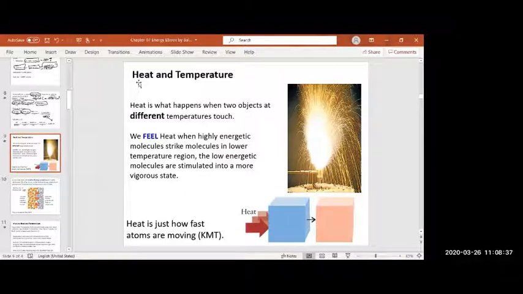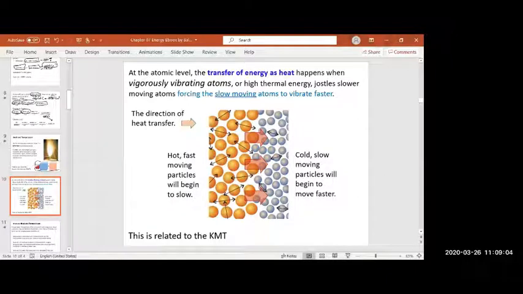Okay, heat and temperature. Heat is what happens when two objects at different temperatures touch. When they are in touch, of course, there is a flow of heat from the hot object to the cold object until they reach equilibrium. So heat is just how fast atoms are moving, taking energy. Look at here, when these two objects are in contact, one of them is cold and the other is hot. So the direction of the heat will be from the hot object to the cold object.